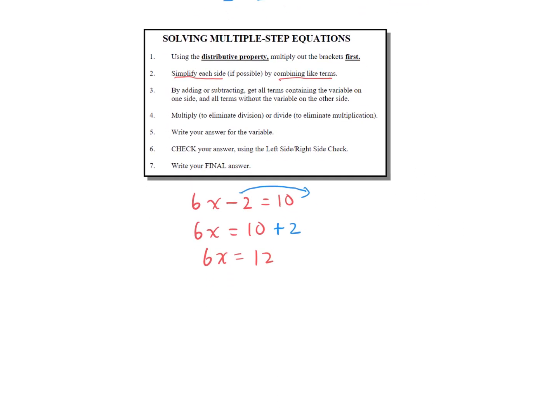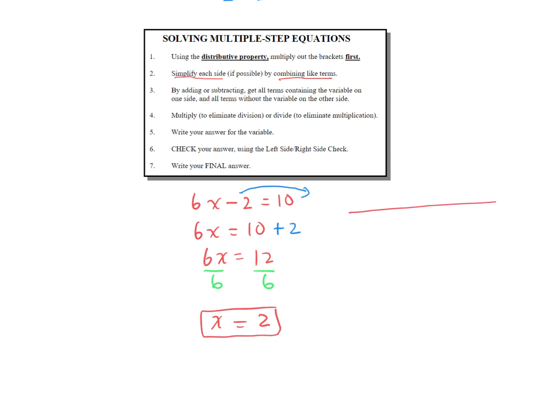And then I want to isolate for x. It is 6 multiplied, so I will divide by 6, divide the other side by 6. 6 divided by 6 is 1, and 12 divided by 6 is 2. So this is my solution.